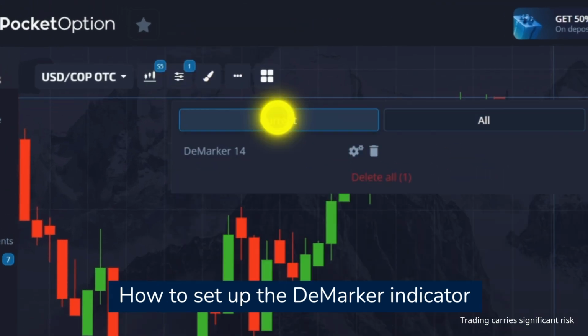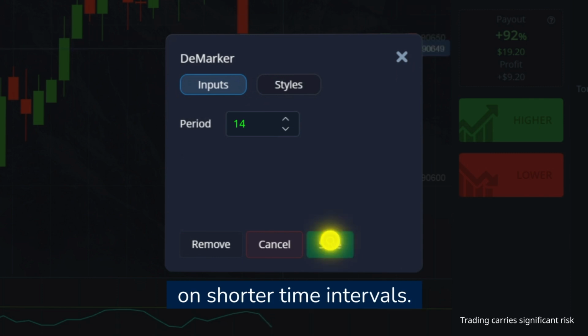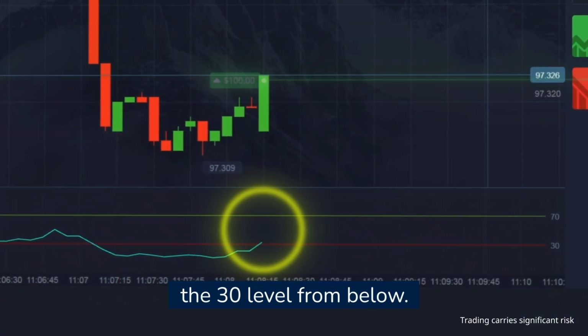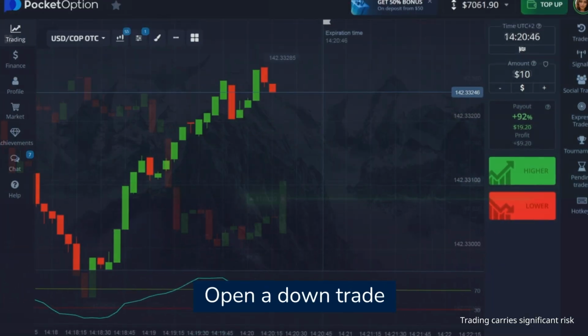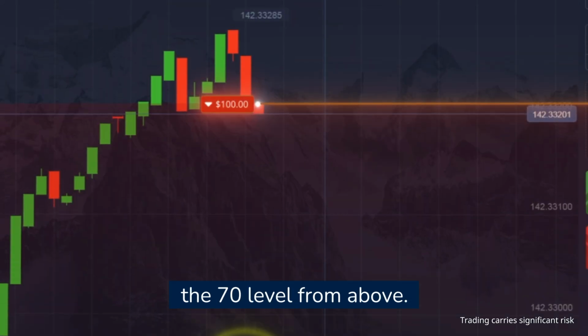How to set up the DeMarker indicator for quick trades. Set the period to 14 for more accurate signals on shorter time intervals. Open an up trade when the DeMarker line crosses the 30 level from below. Open a down trade when the DeMarker line crosses the 70 level from above.